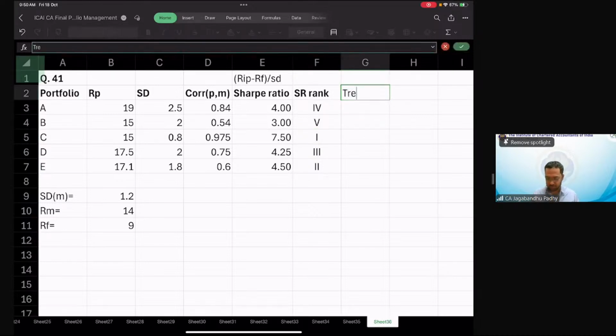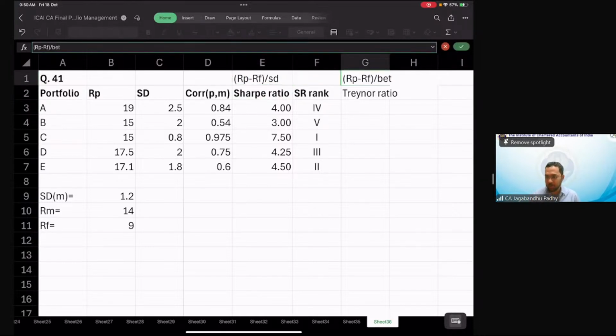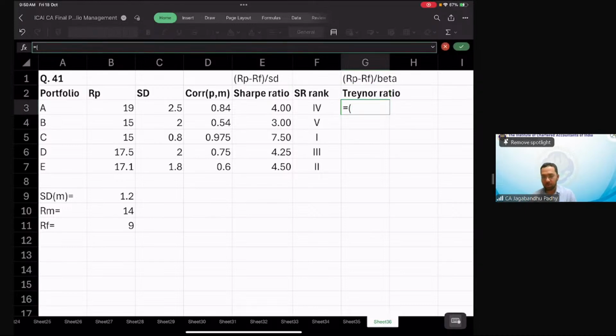Then the next ratio that we have learned right now is called the Treynor ratio. Treynor ratio is also similar to Sharpe ratio. The only difference is instead of dividing it by standard deviation, we divide it by beta. So we'll say return of portfolio minus risk-free rate of 9, and we divide it by beta. But where is the beta value, guys? Can I say we'll have to compute the beta first, right?